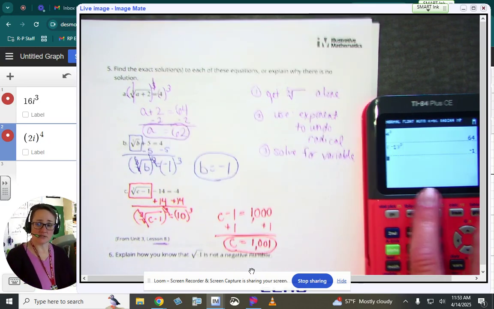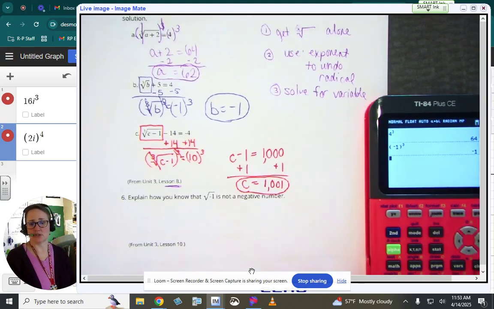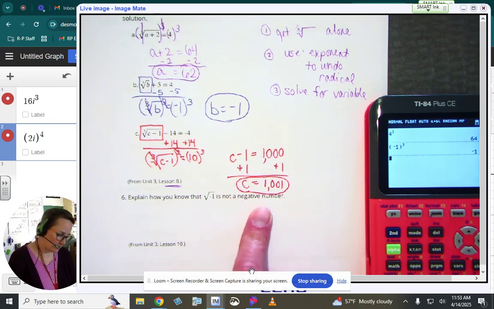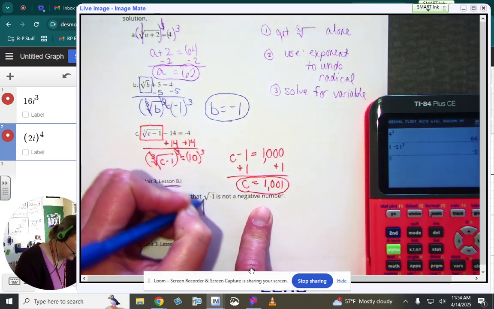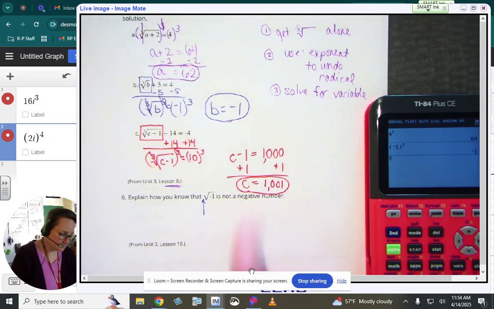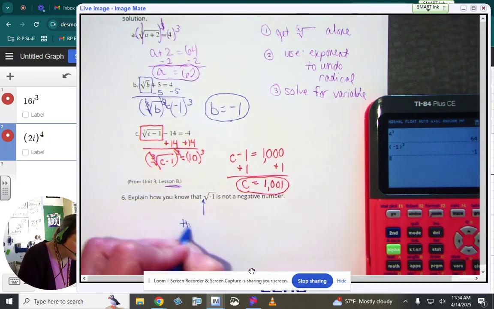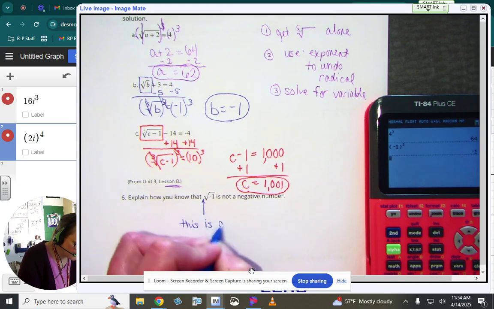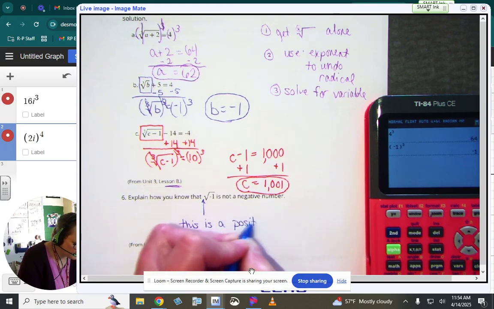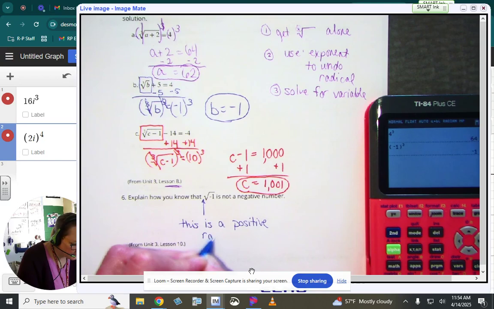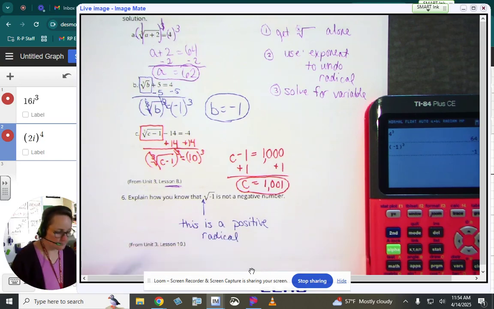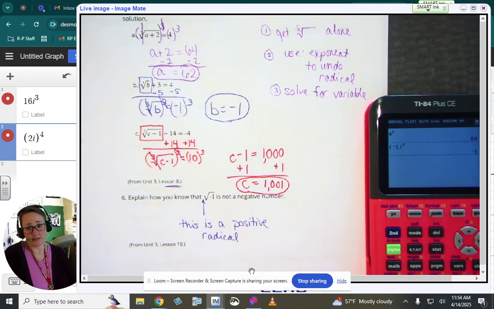And our last one is just a thinking question, an explaining question. How do you know that square root of negative 1 is not a negative number? And the answer for that is it's not a negative radical. This is a positive radical. So it has to be a positive number.